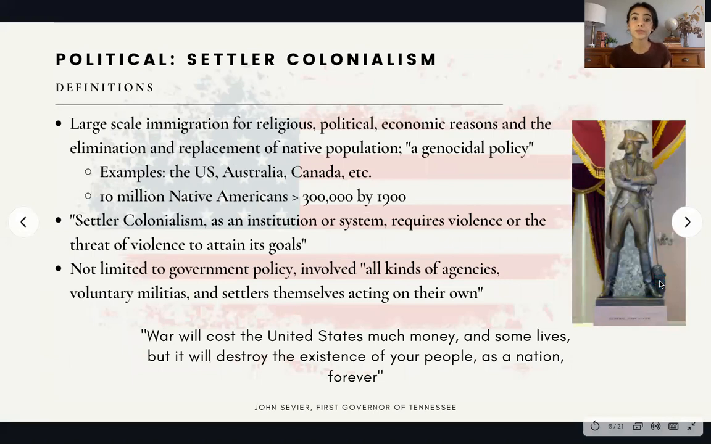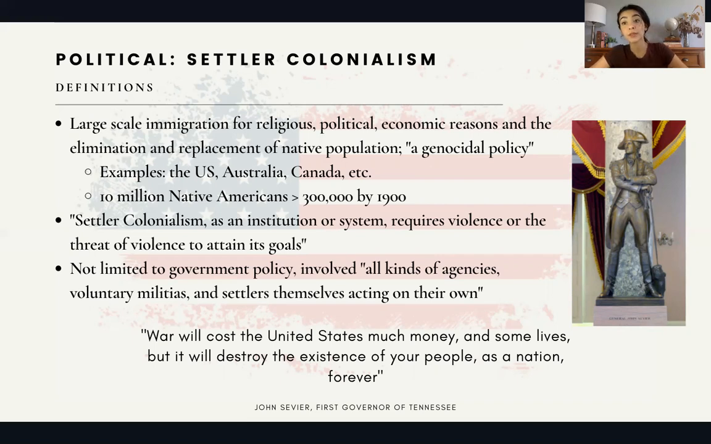So I want to define settler colonialism to begin with. Settler colonialism is large-scale immigration for religious, political, and economic reasons, and the elimination and replacement of a native population. So it's exactly what Roxanne Dunbar-Ortiz called a genocidal policy. Examples of this are in the United States, in Australia, in Canada, and you can think of a few others, but those are the biggest ones.